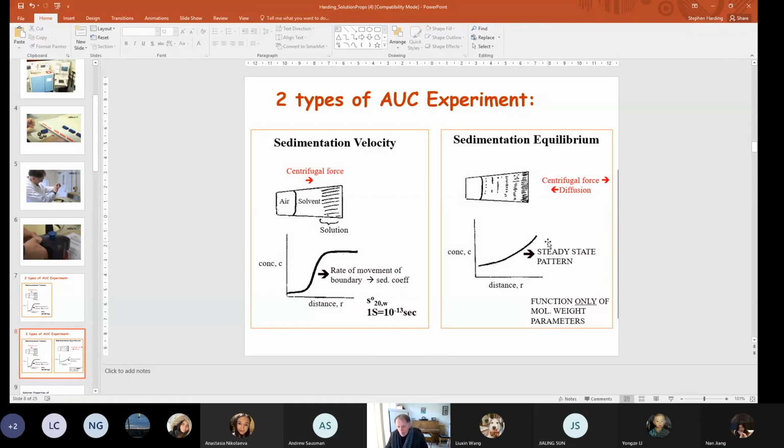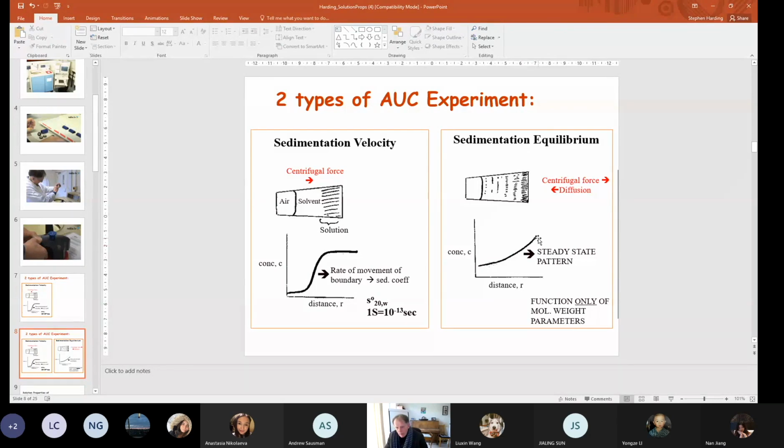It doesn't move. It's that equilibrium. And because it doesn't move, remember I said that the sedimentation rate depends on the size and also how compact the particle is. If it's not so compact, it'll experience frictional forces and get slowed down. Well, in sedimentation equilibrium, because there's no movement when we've got equilibrium, there's no friction forces.